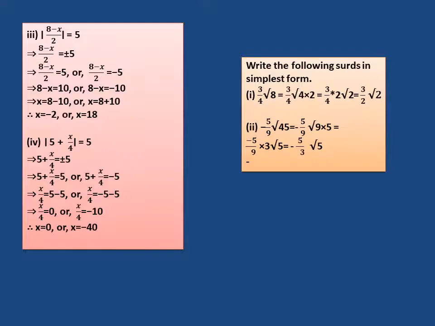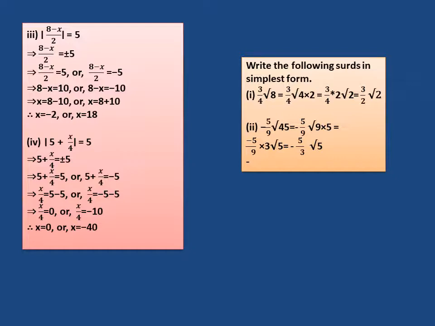Now we are seeing the problem set sums. Write the following surds in simplest form. Here, 3 upon 4 root 8. The 3 upon 4, which is the outside fraction, we keep as it is, and for 8 we simplify into one square term and one non-square term: 4 twos are 8. The square root of 4 is 2, so that is 3 upon 4 into 2 root 2. The 2 can simplify with the denominator: 2 ones are 2, 2 twos are 4, and the total answer is 3 upon 2 root 2.